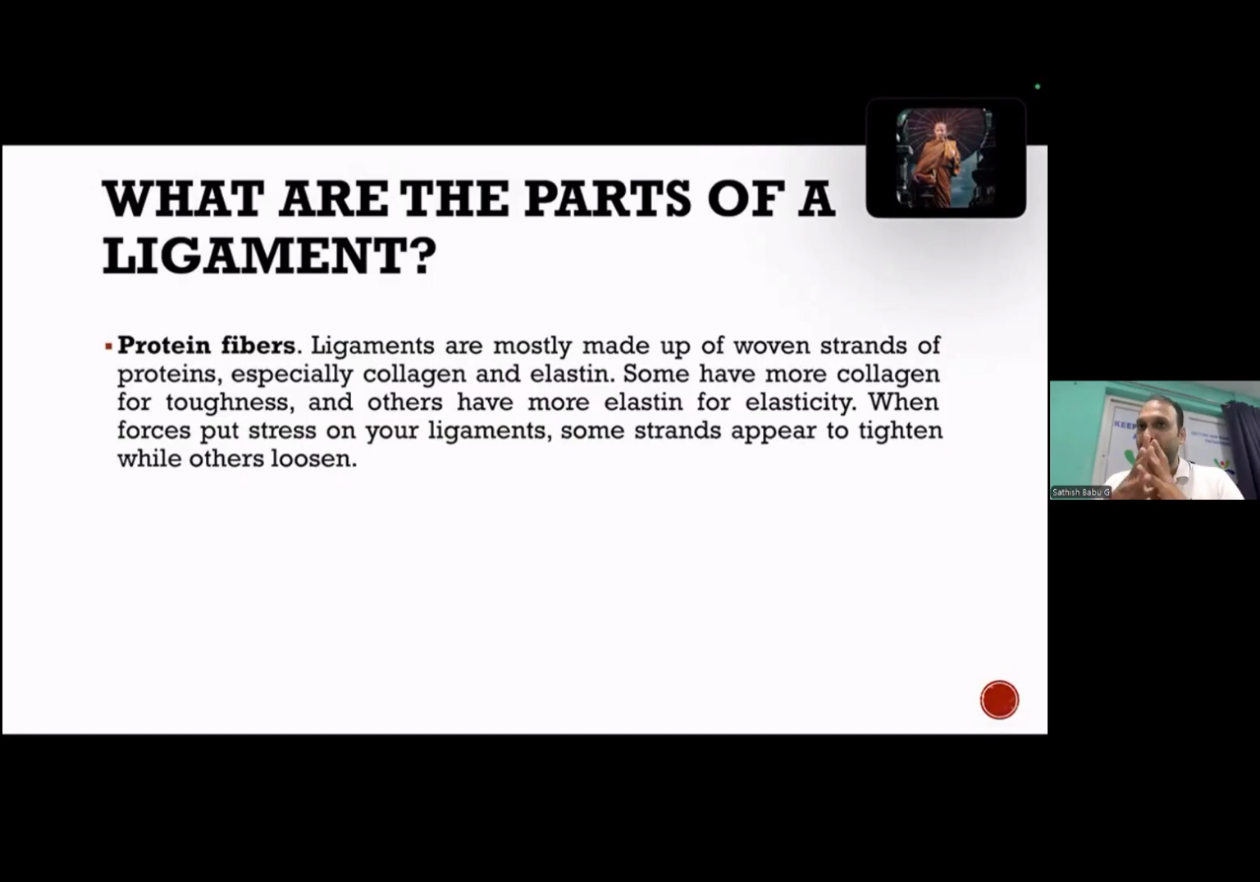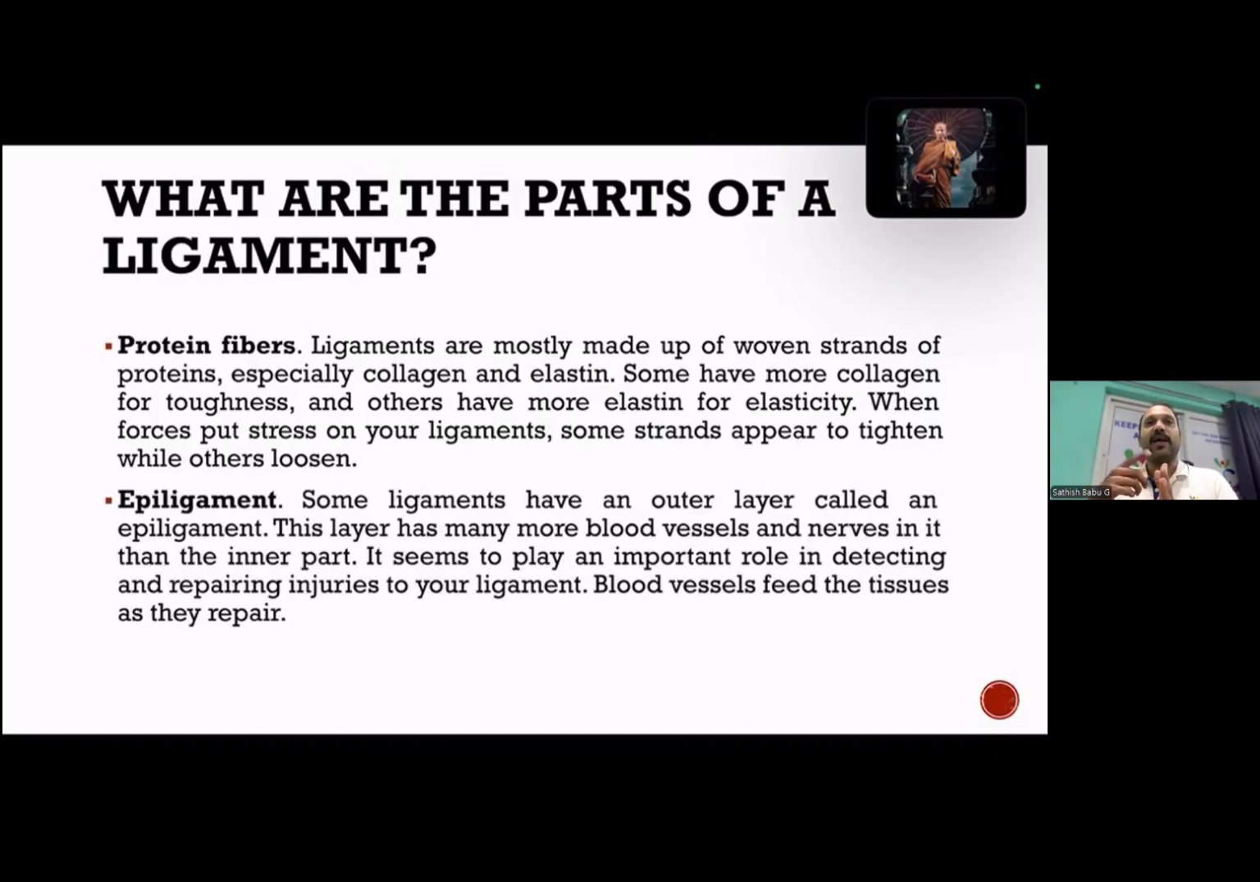Protein fibers. Ligaments are mostly made up of woven strands of protein, especially collagen and elastin. Some have more collagen for toughness and some have more elastin for elasticity. Depending upon the area of injury, this is going to differ from ligament to ligament. When forces put stress on the ligament, some strands appear to tighten while others loosen. And the epiligament.